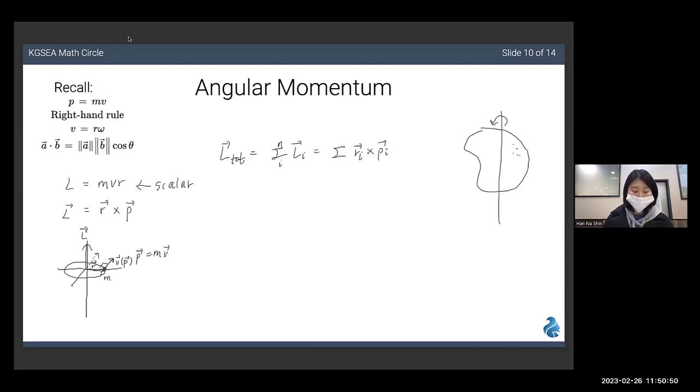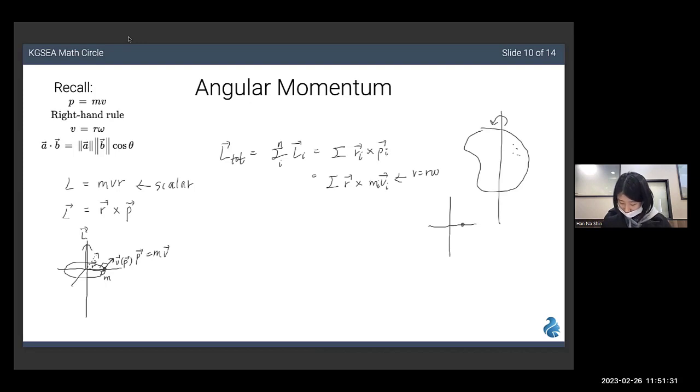Okay, now let's just convert linear momentum. P, we know that it's mv. Now we have v in the vector form. We know that v is our omega, but this is again a scalar value. So we need to convert v into a vector form. So let's just look at where this is going.